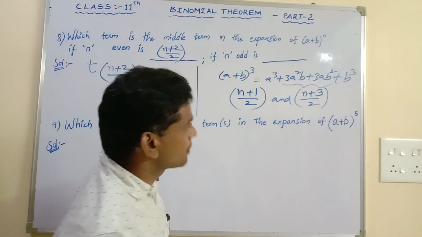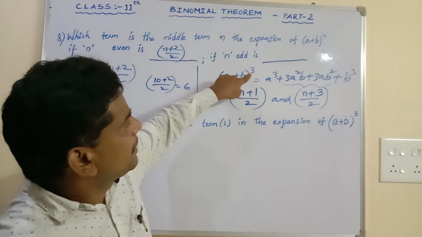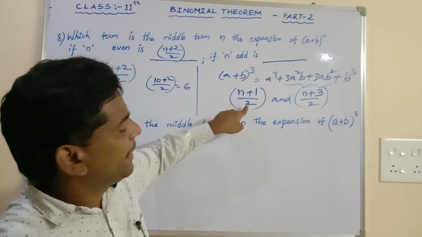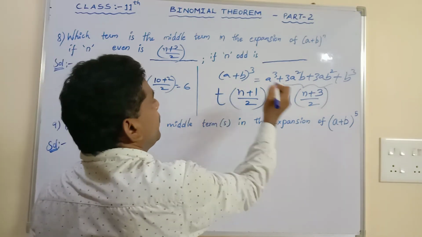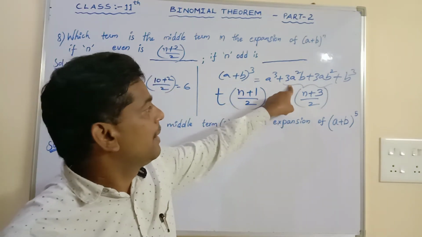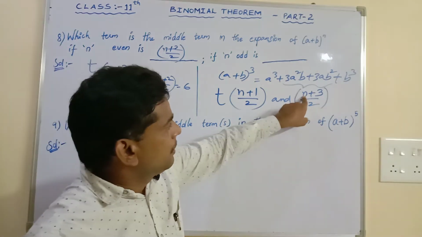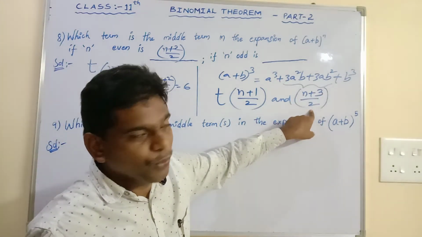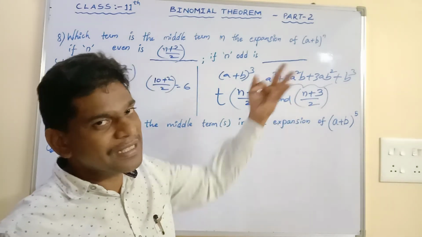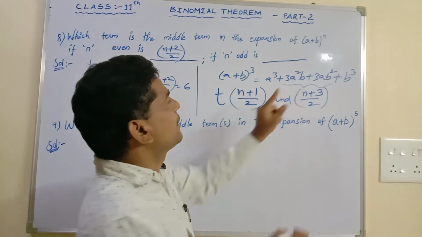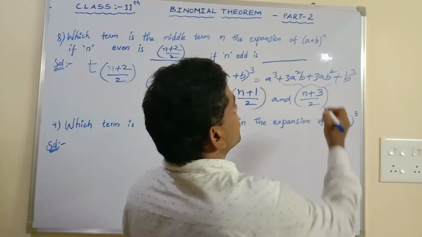These are the terms. Suppose we substitute n here as 3. 3 plus 1, 4 by 2, means T2. Second one. And 3 plus 3, 6 by 2, means 3. So the second one and third one are the middle terms here.